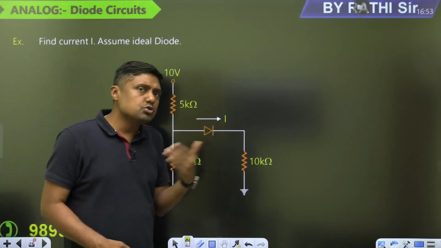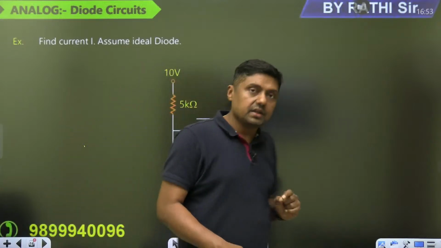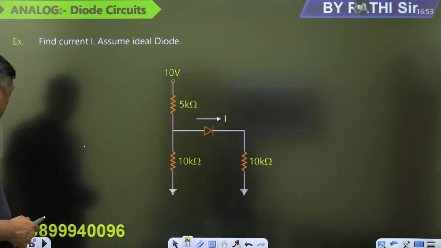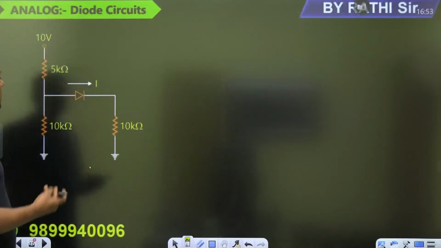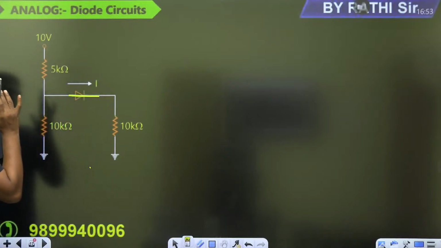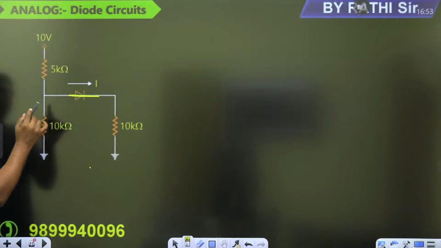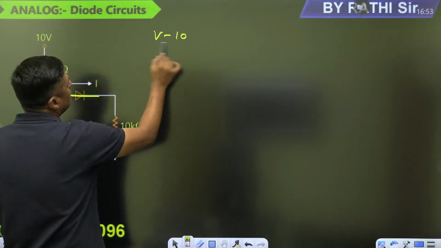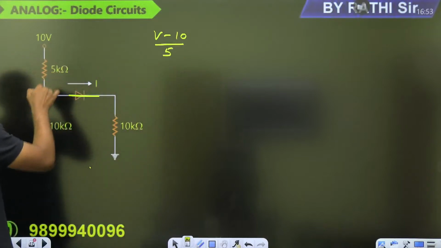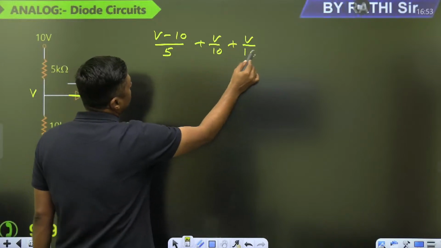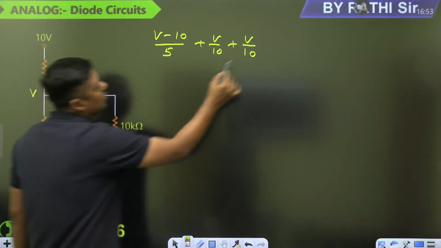If you are assuming the diode is on, find current I, and that current should be positive. That current should be positive, guys. So first, let the diode be on, it will act as a short circuit. Now, very simply, you can find what the voltage is at this point, V. Apply the nodal equation: (V minus 10) by 5 plus (V minus 0) by 10 is equal to 0.